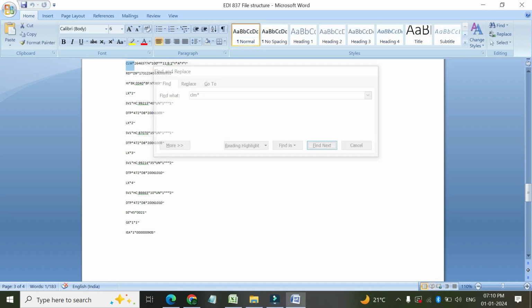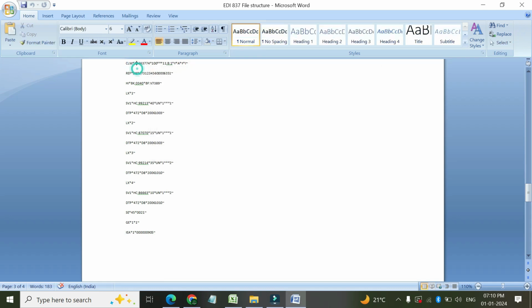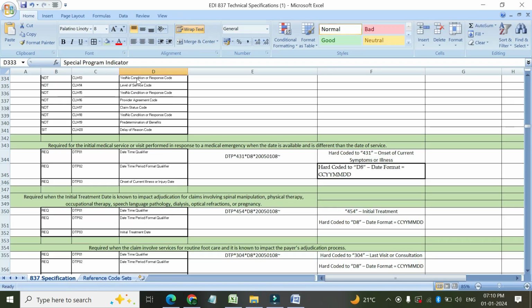Under the CLM segment there can be a lot of DTP segments. You see this DTP segment, but it is part of loop 2400 and not part of loop 2300. So let's look at all the DTP segments. DTP segments are basically all dates. All the required dates, if applicable, are output in the DTP segment.